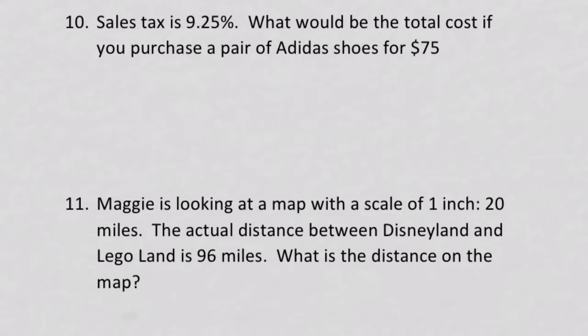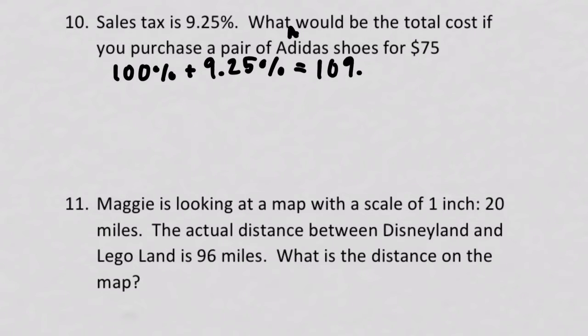All right, number 10 basically applies what we just did in the last problem, okay? Sales tax is 9.25%. What would be the total cost if you purchase a pair of Adidas shoes for $75, okay? So I'm going to use the variable A to represent Adidas shoes, okay? So using what we just did before, we start with the 100%. Sales tax is an increase, right? So we need to add 9.25%, giving me 109.25%.